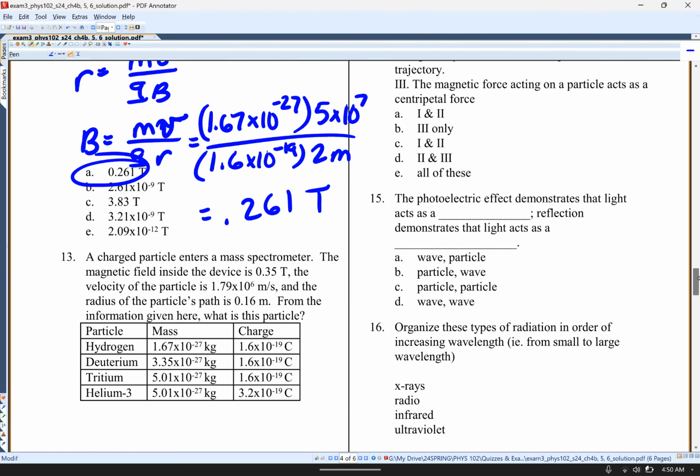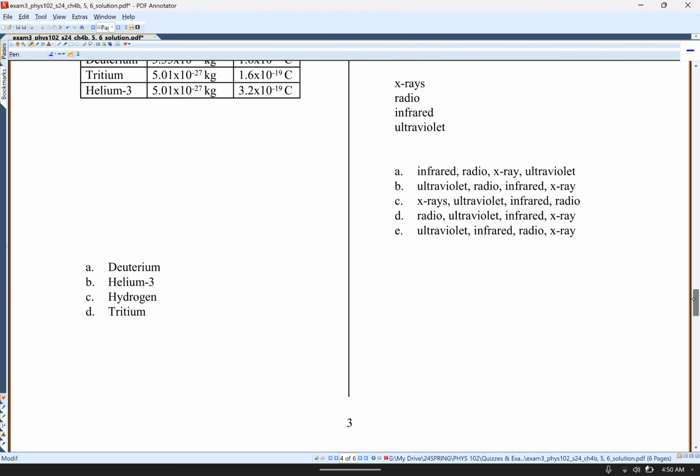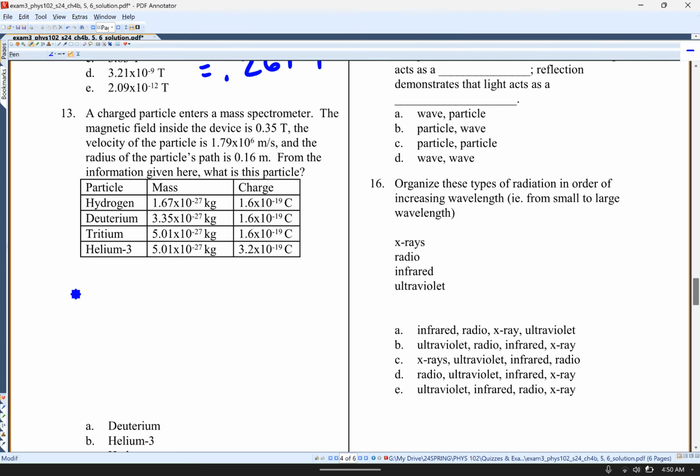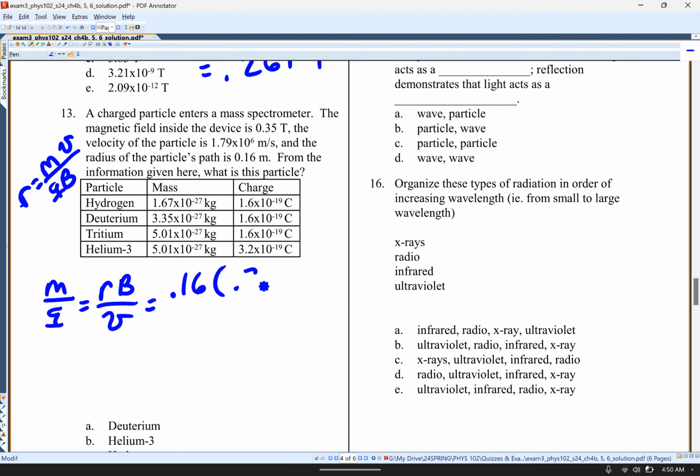Here, a charged particle enters into a mass spectrometer, so another one of these, but here I want you to identify the particle. So I'm going to identify it based on the mass to charge ratio, which is something that we've done before. Remember that R is equal to mv over qB. So m over q then is equal to RB over v. R is given as 0.16 times B, which is 0.35, divided by v, which is 1.79 million meters per second. I'm going to solve that.